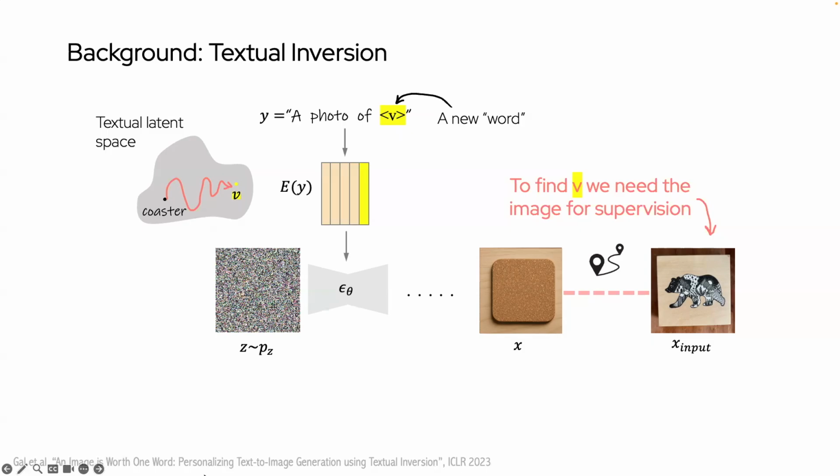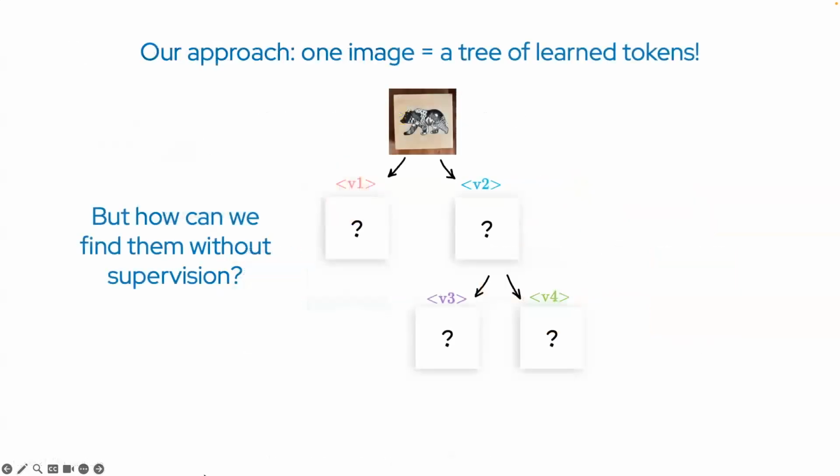So this means that we need supervision here of the concept, obviously. But in our case, first we don't just want to find one token per image. We want to find this hierarchical tree structure. And also we don't have supervision, because not only do we not know what these images are, we also don't want to force anything about their nature because we want the tree to inspire us. So this is hard. How do we do that?